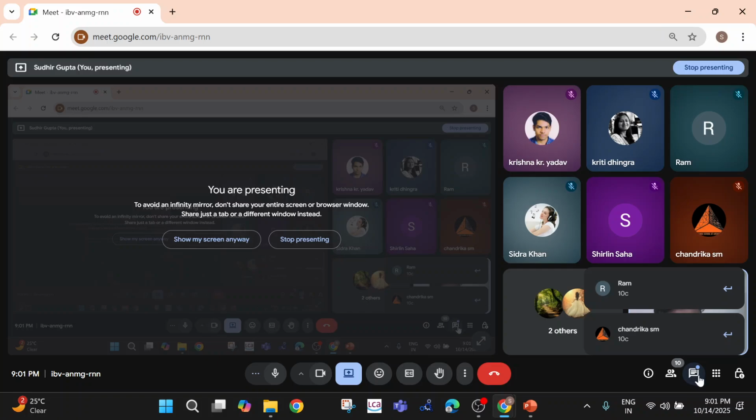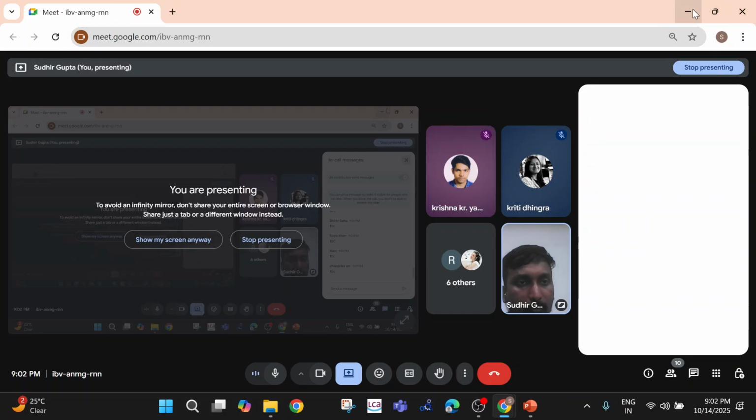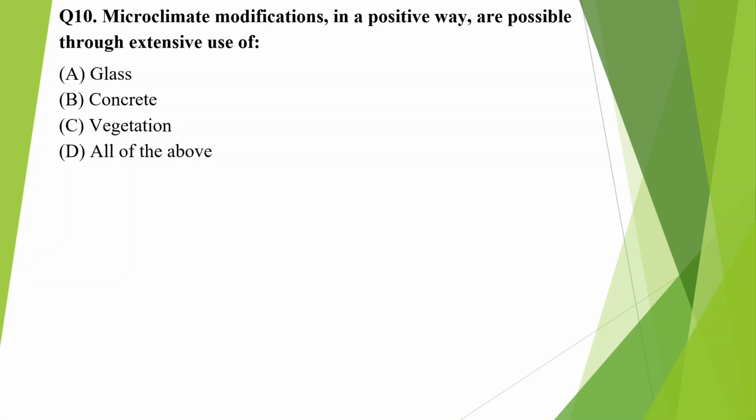A lot of answers are getting bombarded here. 10C, 10C, 10C. Kirti again was the first to answer. Yeah, most of you have answered, and it's 10C. C is the correct answer. Vegetation modifies the local temperature and humidity, providing a cooler or more favorable microclimate for the buildings, that you all will know very well.